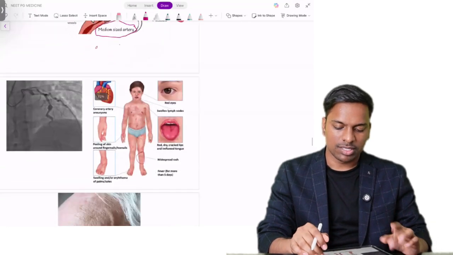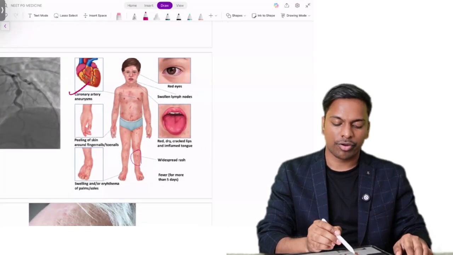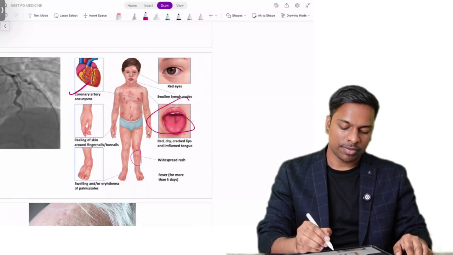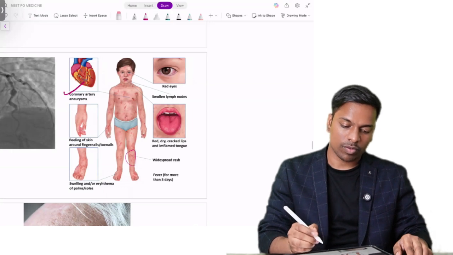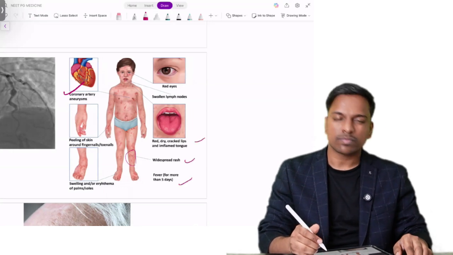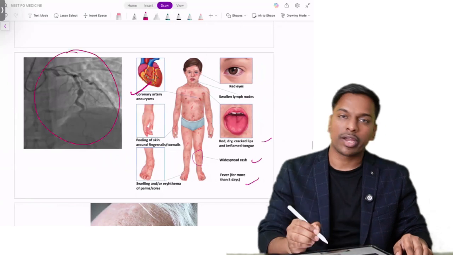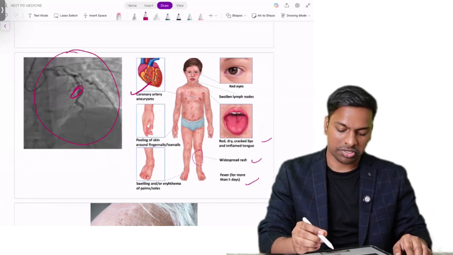Then, as I mentioned, for Kawasaki, a young kid will be shown with an image of a coronary artery aneurysm. The tongue image is there, strawberry tongue and all. Red eyes and fever history for 5 days. So all this will point the diagnosis towards Kawasaki disease. You can see this is basically Kawasaki disease, and the aneurysm is seen in the coronary arteries.